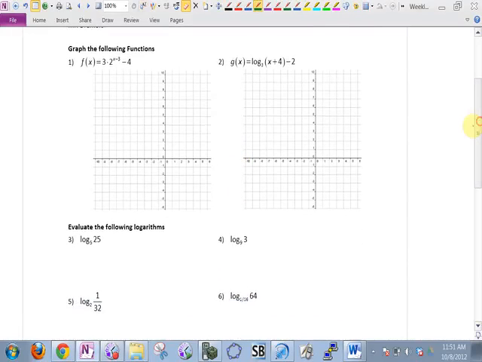All right, so let's start with these graphing questions. 3 times 2 to the x minus 3 minus 4. What color should I graph the parent in? Red it is. It goes through the point 0, 1, the point 1, 2.